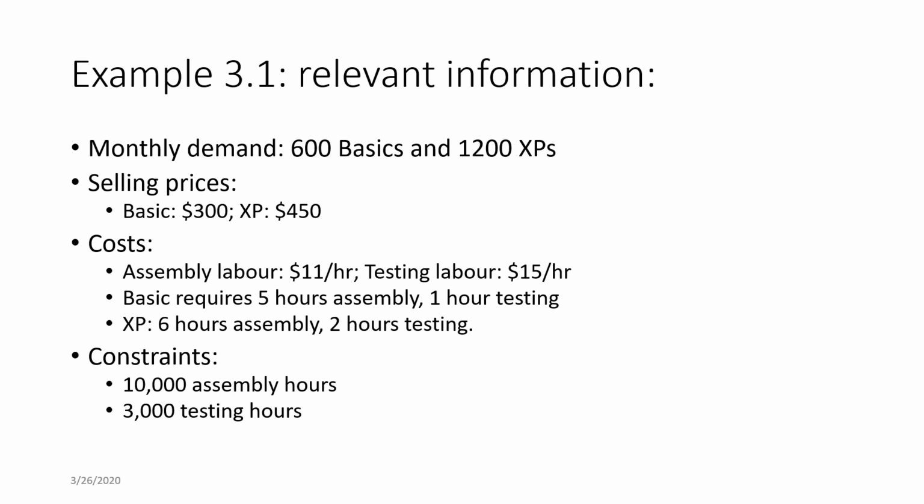Now the constraints: we only have 10,000 assembly hours, but we do have 3,000 testing hours. The one that limits our output is said to be a binding constraint, whereas the one that doesn't limit our output is said to have slack.